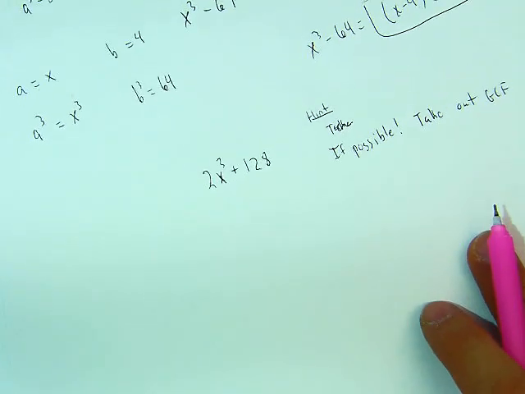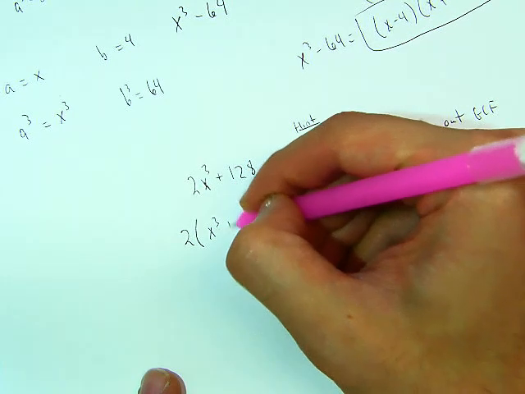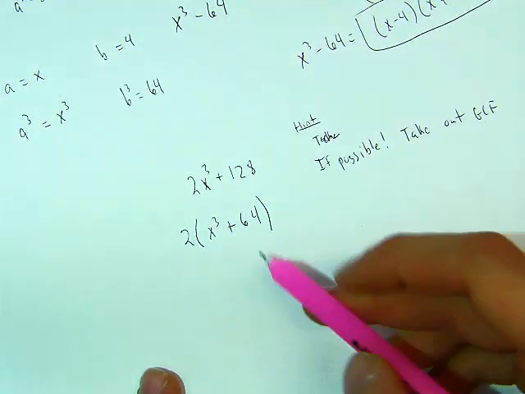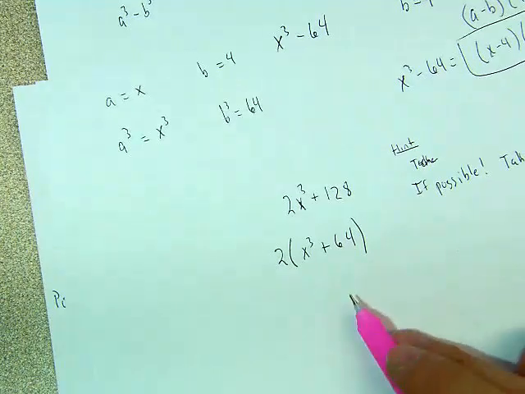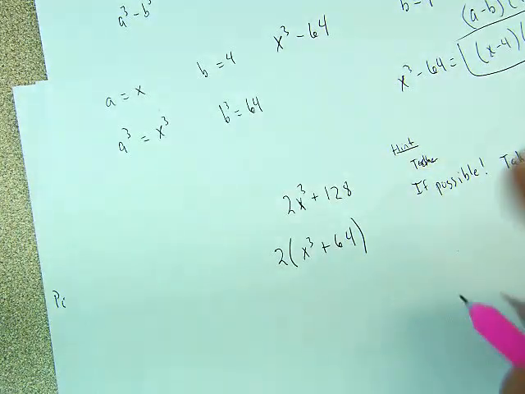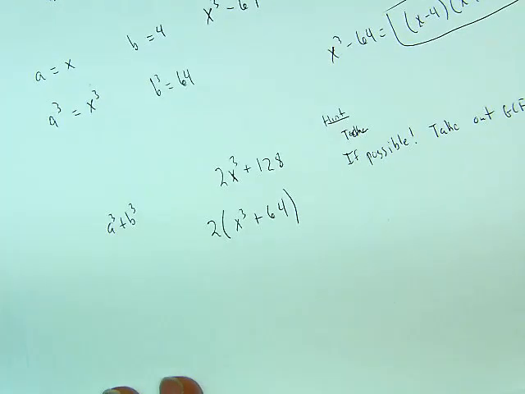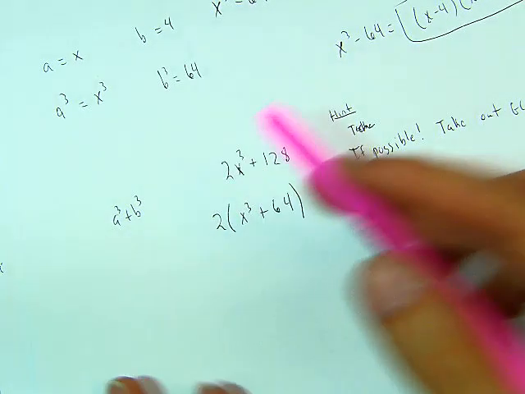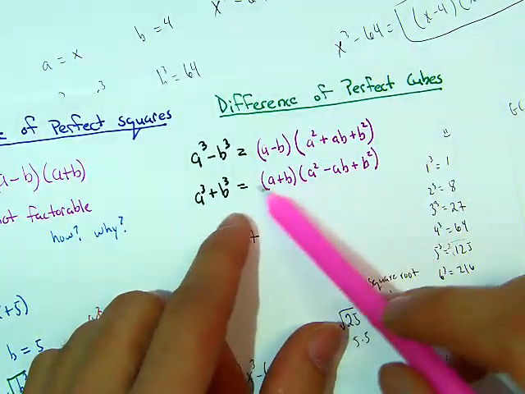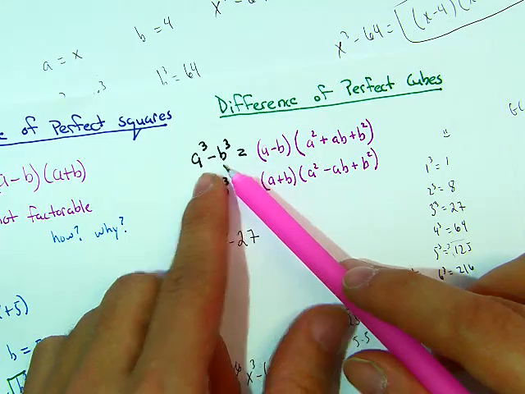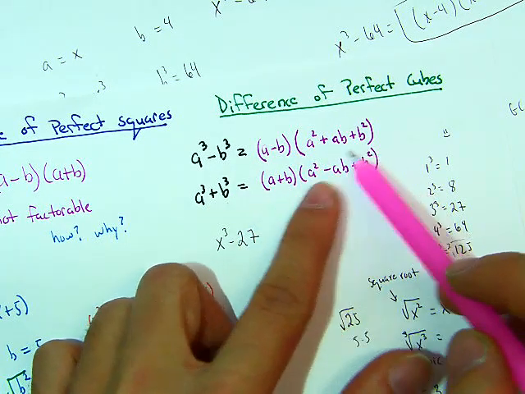Let's look at 2x cubed plus 128. You factor out the 2, and you get x cubed plus 64. And then notice that this x cubed plus 64 is in what format? It's not in a cubed minus b cubed. It's in a cubed plus b cubed. And this is factorable, right? We have a formula for this. It'll be this guy. But what is the difference between a cubed minus b cubed and a cubed plus b cubed? It's not that bad.